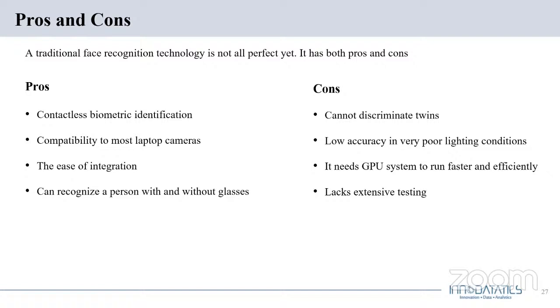So coming to pros, contactless biometric identification, as the authentication here is done using face recognition. It is compatible with most laptop cameras ranging from 0.2 megapixel to 20 megapixel. The ease of integration, and it can also recognize a person with or without glasses. Coming to cons, it cannot discriminate between twins, and it doesn't perform very well in poor lighting conditions. As this model is built using a combination of multiple models, it requires a GPU-based system to run faster and efficiently. And also it lacks extensive testing.